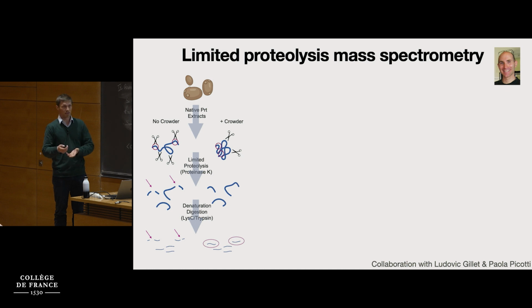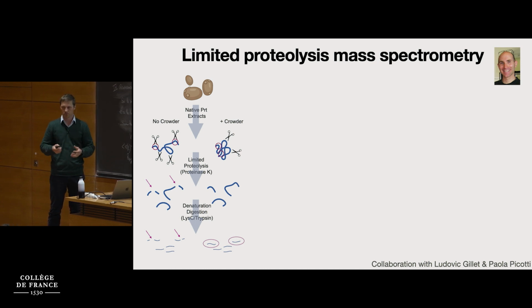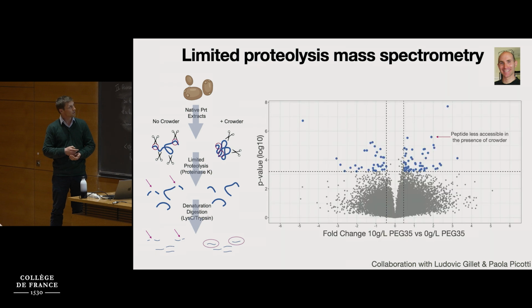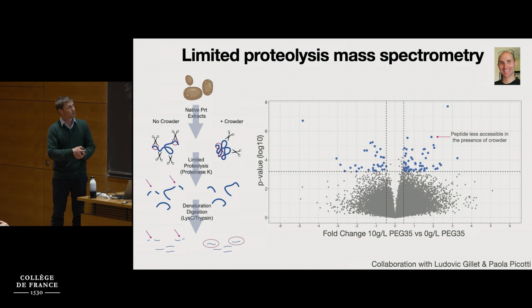Now, if you have a second condition where you have crowders, you can imagine that some of these sites might not be accessible to the protease anymore, so you don't digest them. And then in the end, you can detect peptides that are only detected in this condition and not in this condition. Okay? And so with this proteomic method, you can detect quantitative changes in conformation of proteins. So this can be done on a proteome-wide scale, and this has all been mostly done by Ludovic.